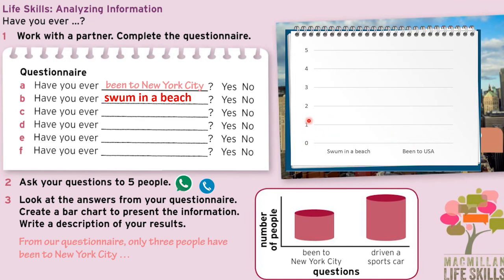0 to 5 people. For example, if you ask, have you ever swum in a beach? And maybe only 2 people told you that they have. So you're going to draw the bar chart up to the number 2. Or imagine that you ask, have you ever been to USA? And 3 people told you that they have. So you're going to draw the bar chart up to number 3. And like that for all the questions that you made. Okay, so do it, and when you finish, we'll continue.